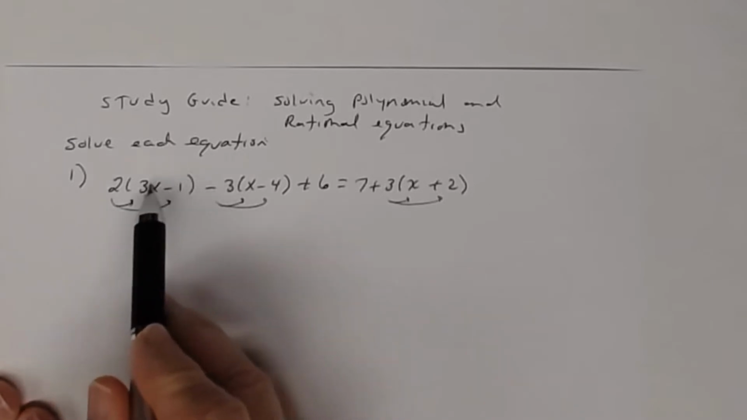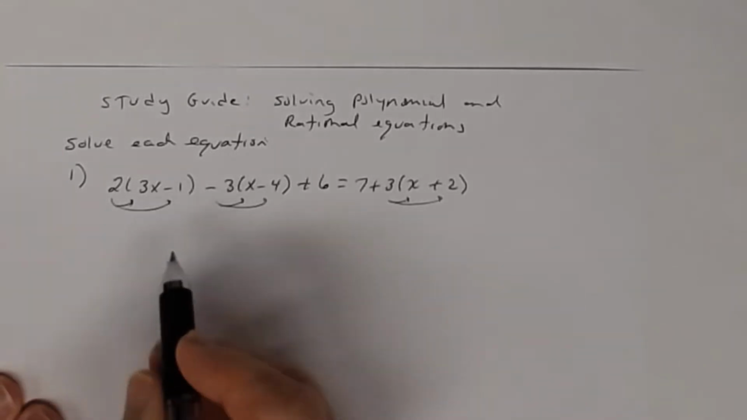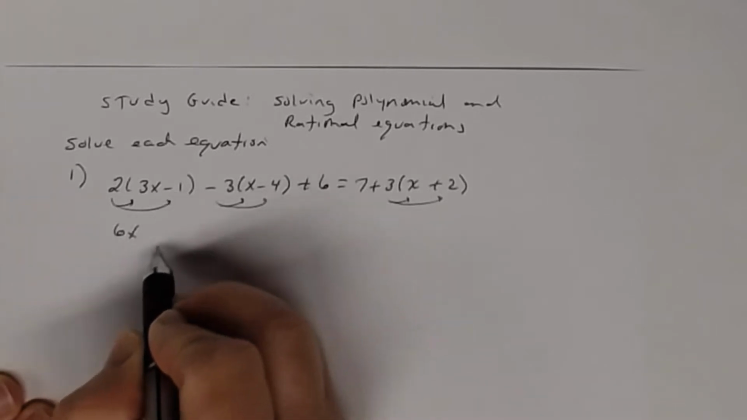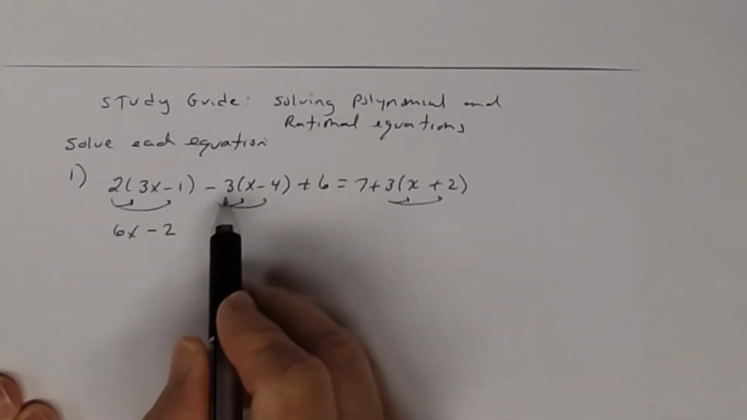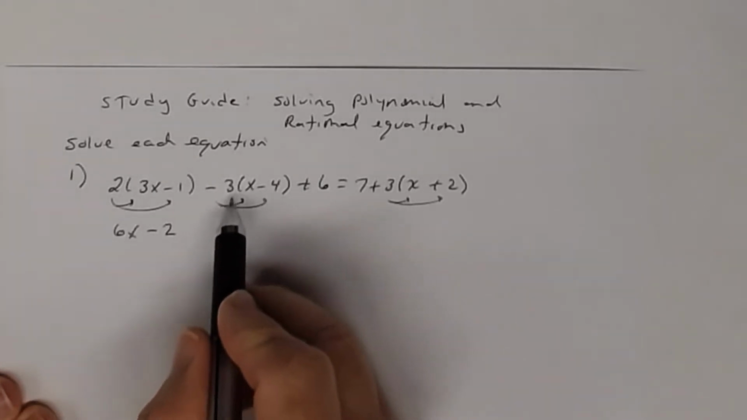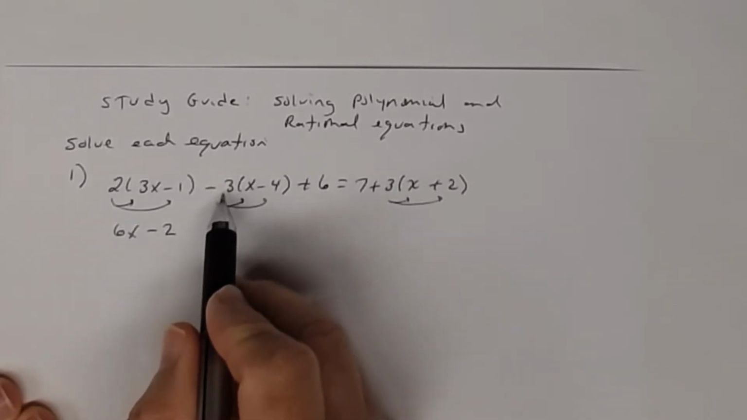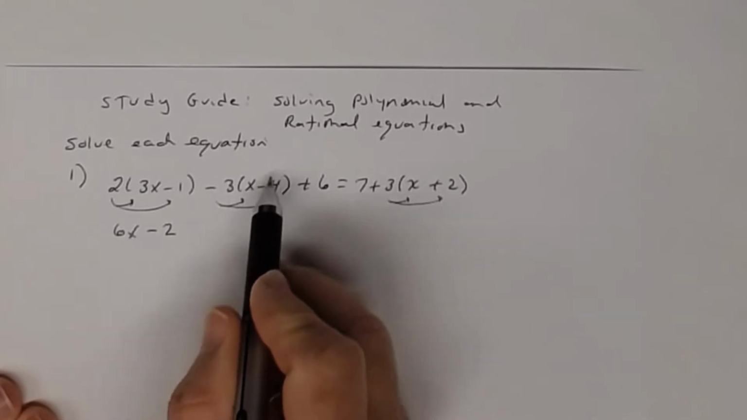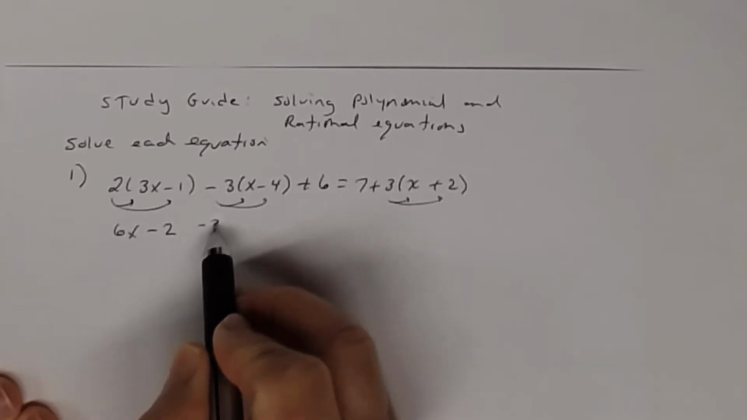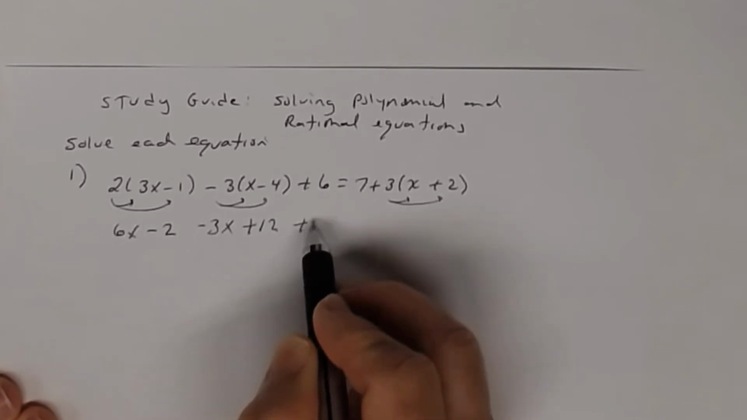If I multiply every term inside this parentheses by 2, because that's what this says, 2 times, I get 2 times 3x is 6x, and then 2 times a negative 1 is a negative 2. Over here, I'm going to distribute a negative 3, because subtracting is the same thing as adding a negative 3. So I multiply every term inside this parentheses by negative 3. I get negative 3 times x is a negative 3x, and then a negative 3 times a negative 4 is a positive 12, and then plus 6, equals.